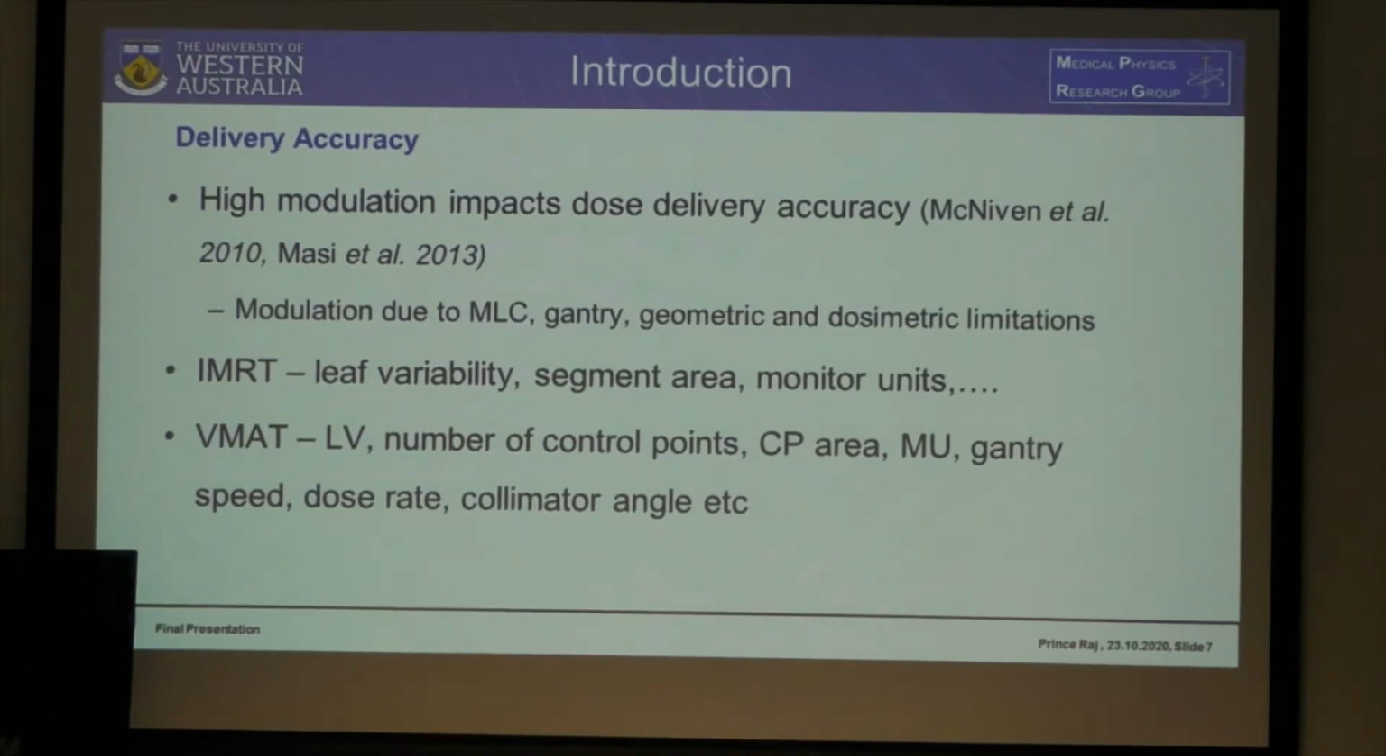For IMRT treatments, the parameters are leaf variability, segment area variability, and the monitor units. In terms of VMAT, along with them, gantry speed variability, dose rate variability, and collimator angles are also the reasons behind the modulation.